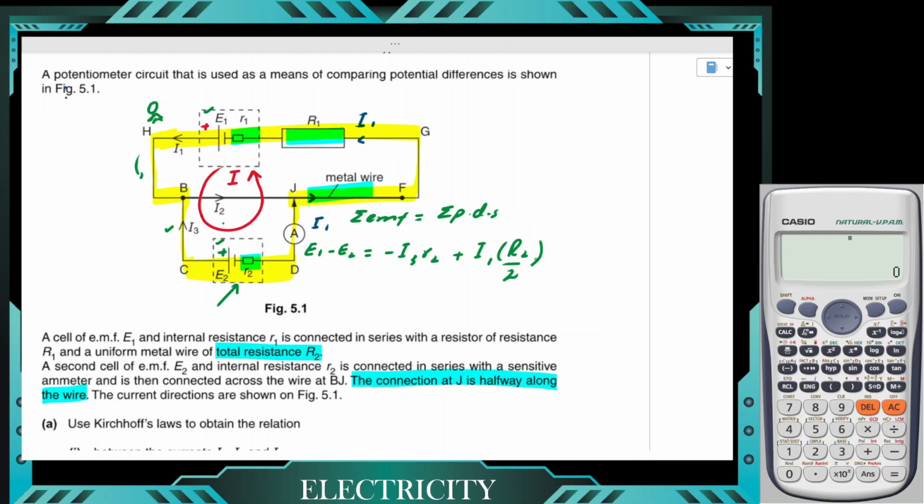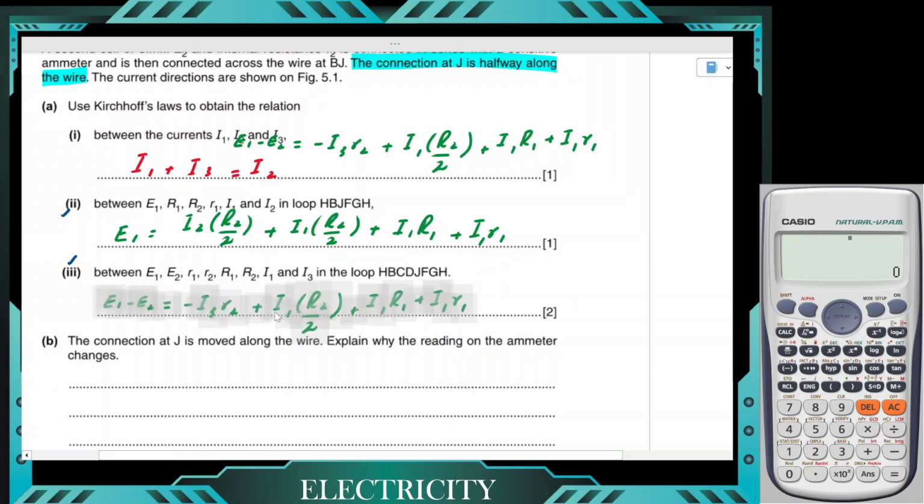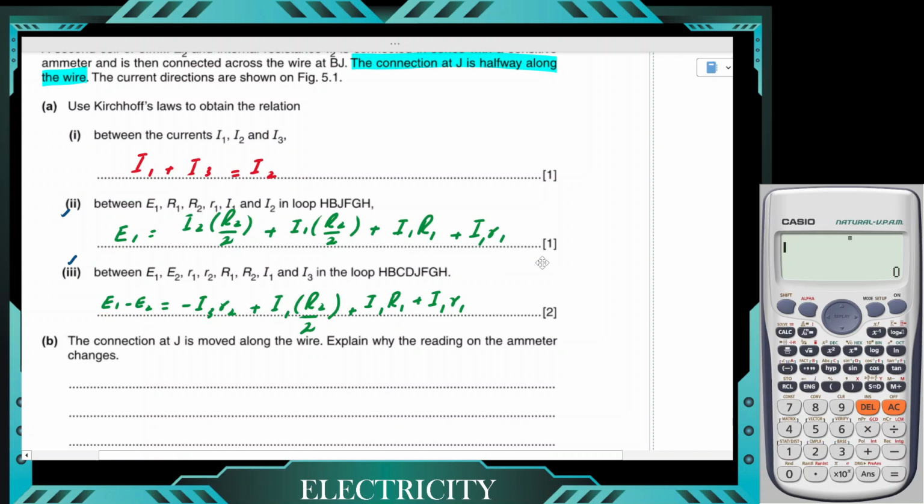And once again, the current passing through that part of the wire is I1, trace it all the way back. Then plus through this one, the potential difference would be I1 times capital R1, and then through the last one it would be I1 times small r1, and that would be it for this one.